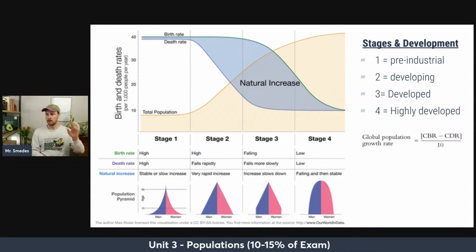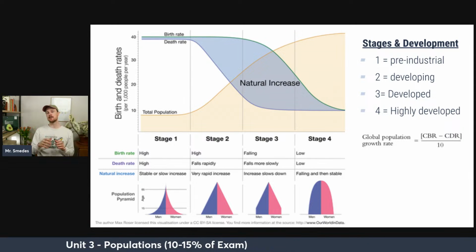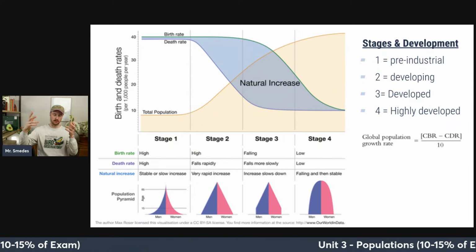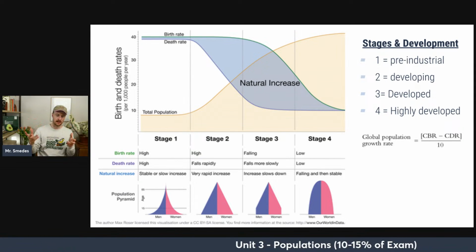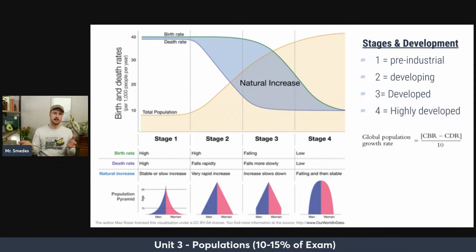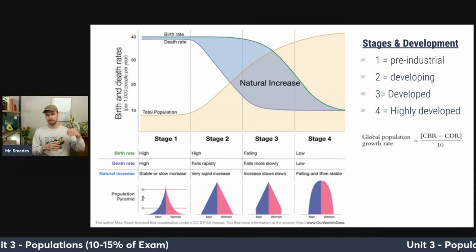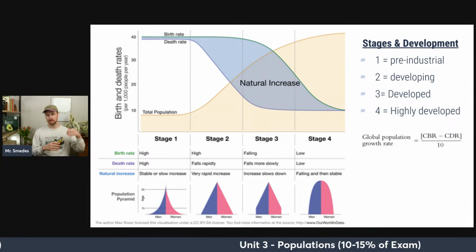Okay, when we go to stage 2, this is where population explodes. So birth rate stays high because of cultural reasons, because of lack of access to contraceptions, lack of female participation in the workforce, although that starts to change a little in stage 2. The death rate plummets because of increased access to healthcare and clean water. Those are kind of the big ones.